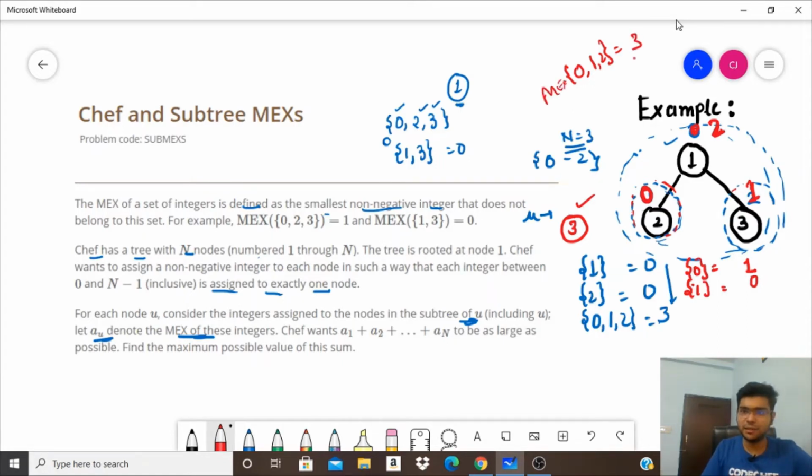So at last, summing this value and this value, the answer will be 3 plus 1, that is 4. So we can see that when we assigned 0 at the lower levels, basically the leaf level, we are getting the maximum max, right? So the maximum max for this particular example will be 4, right? So this is the observation that we made while reading and understanding the question.